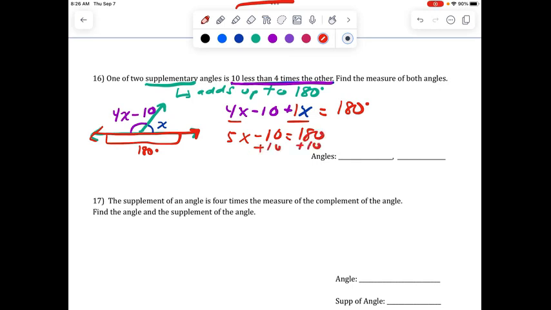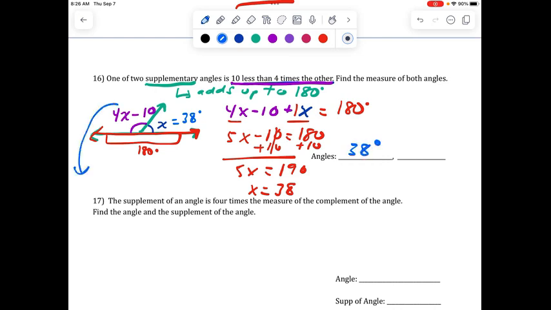Add the 10. 5x equals 190 degrees, 5x equals 190. If I do 190 divided by 5, I would get that x is 38. So that means in my picture, x is 38 degrees, so one of my angles is 38. And the other one, I'd have to plug in 38 for x. So 4 times 38 minus 10, 4 times 38 is 152 minus 10, that's 142. So the other angle is 142 degrees.